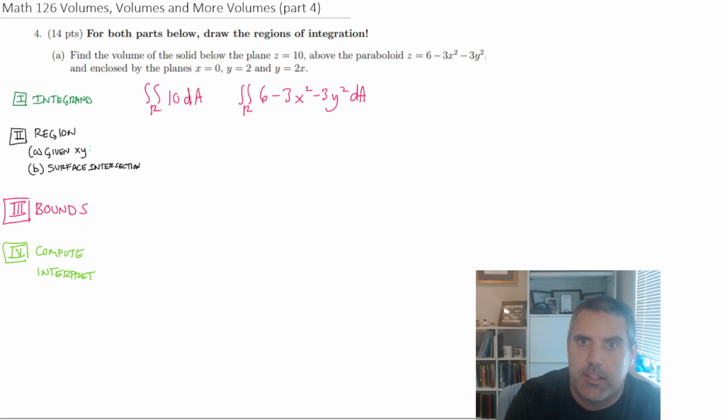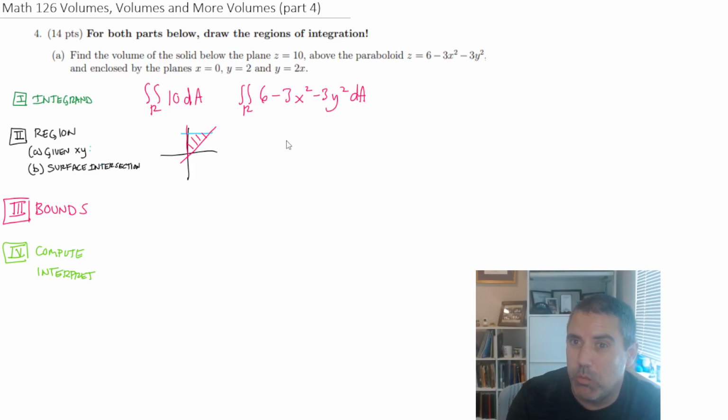Let's draw the given xy equations. We're supposed to draw y equals 2. We're supposed to draw x equals 0. We're supposed to draw y equals 2x. It's this region. And we can set it up.